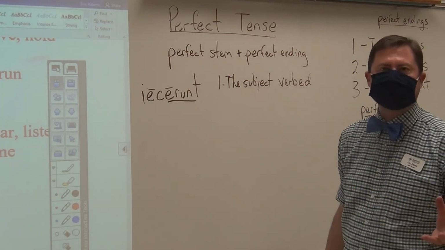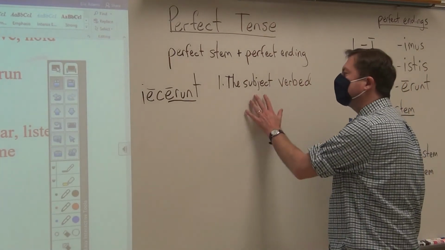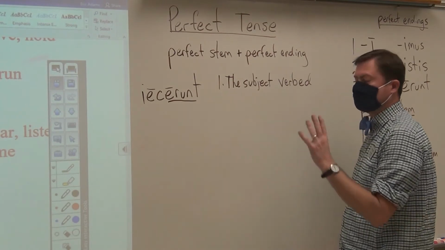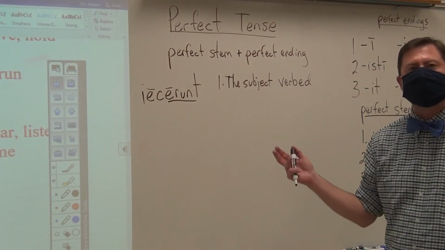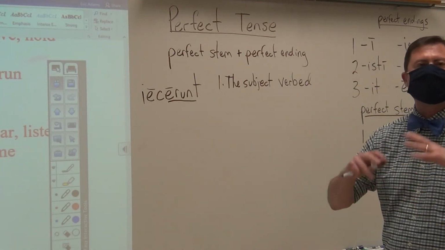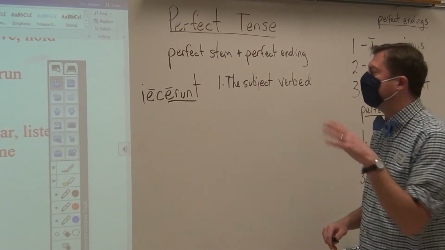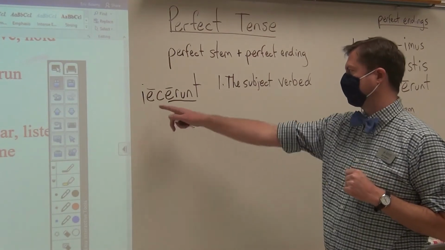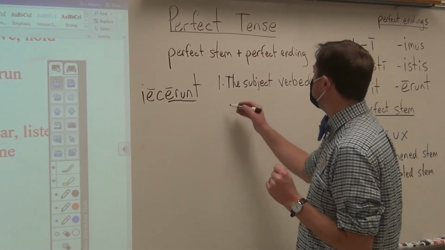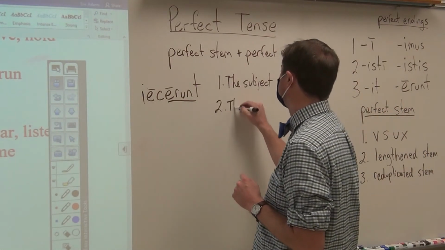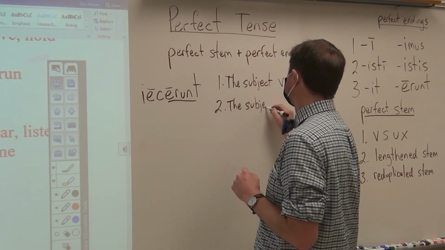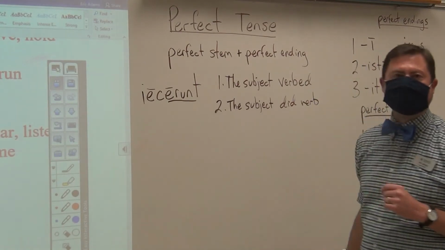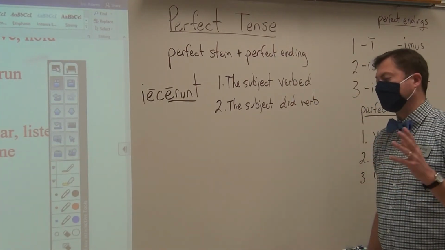It's the simplest translation of an action in the past, and it is actually neutral, in that when you say the subject verbed, you're not indicating completion either way. It is just merely telling you what happened in the past. And that's why you can use that expression for both an imperfect, ba, and a perfect stem and perfect ending. The second way that you can express it would be the subject did verb. That's what we call the past emphatic.